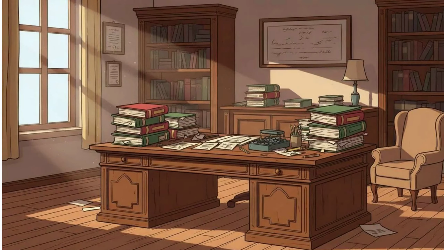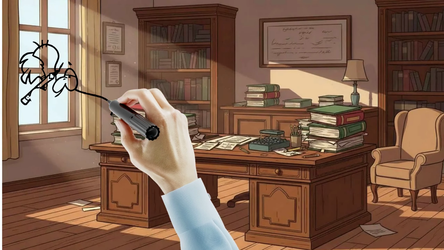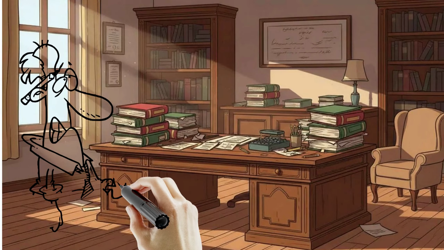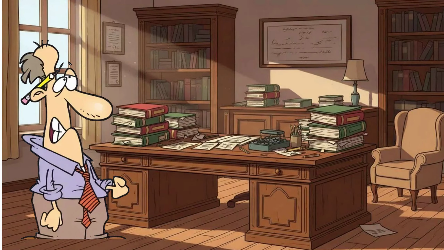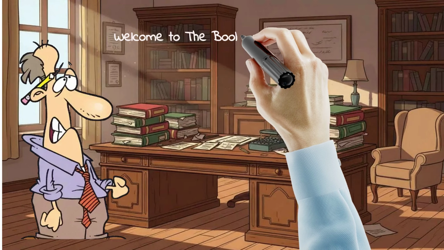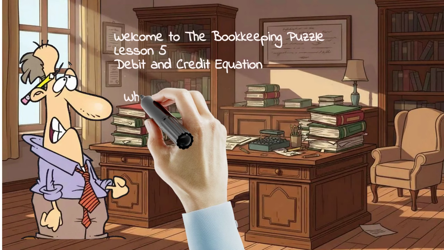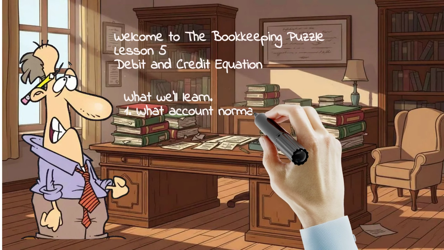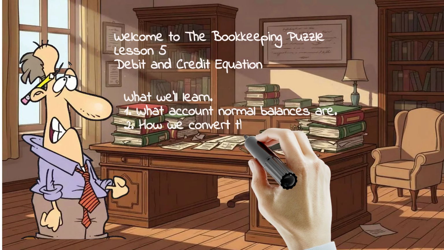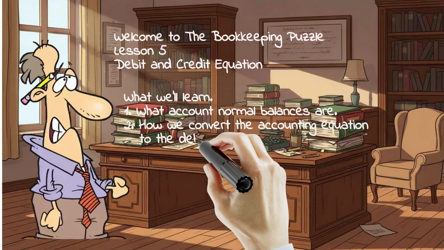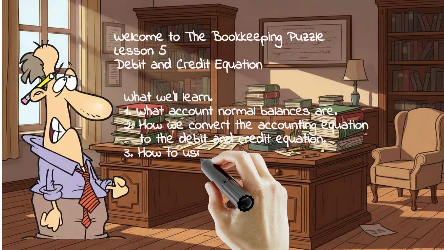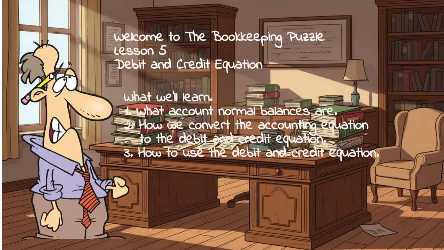Welcome to the Bookkeeping Puzzle Lesson 5. Debit and Credit Equation. In Lesson 4, we learned about debits and credits. In this lesson we'll dive a little deeper. What we'll learn: 1. What account normal balances are. 2. How we convert the accounting equation to the debit and credit equation. 3. How to use the debit and credit equation.